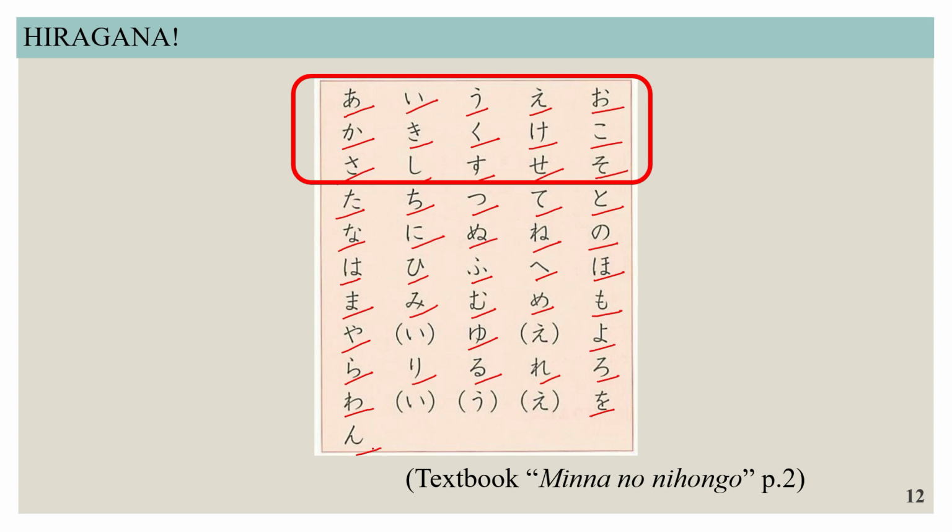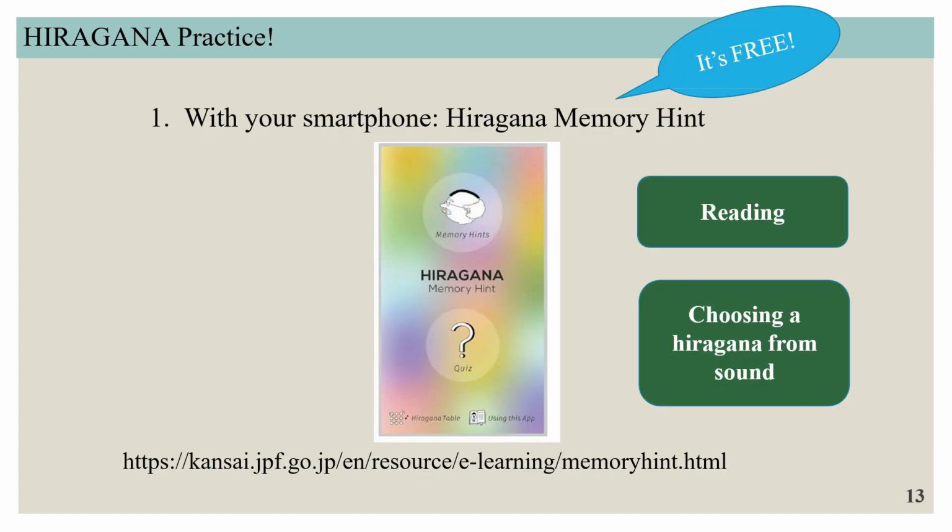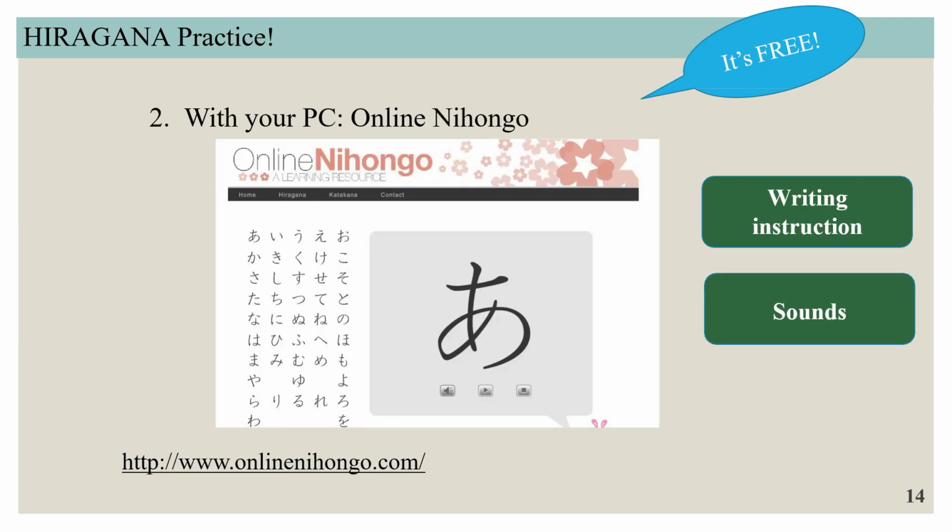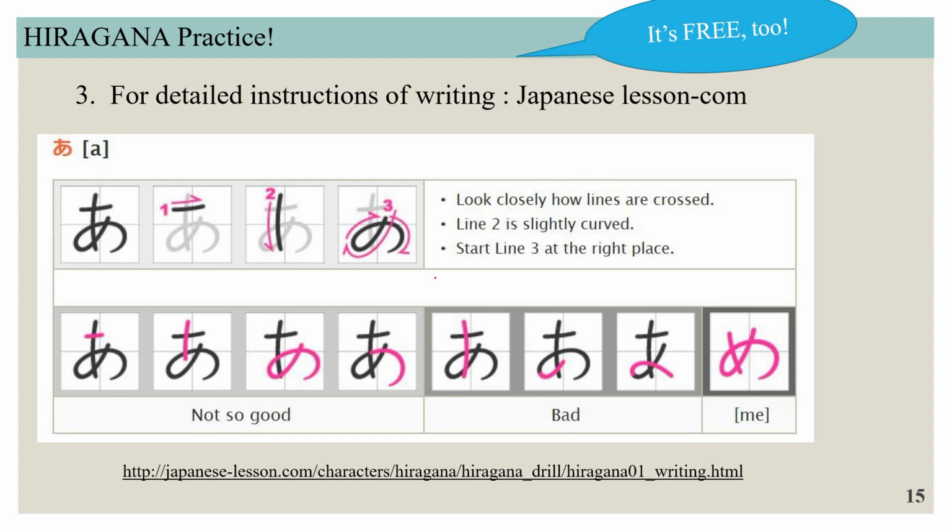So, you should practice hiragana reading and writing. You can use your smartphone too. You can use your Android Play Store. From there, you can find a hiragana memory hint app. It is completely free, and you can read hiragana letters and choose a hiragana from the sound. You can hear the sound also. And not only that, you can also use websites like nihongo.com, where you can see writing instructions and sounds. It will be very helpful, and it is completely free. There are many other sites also where you can learn how to write hiragana properly.